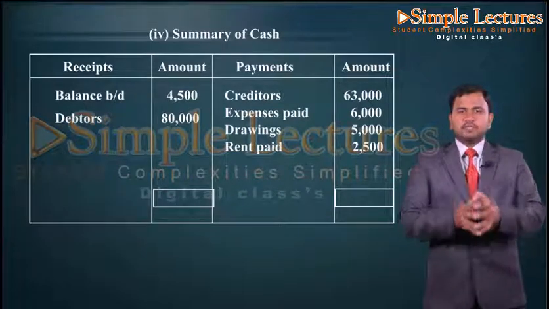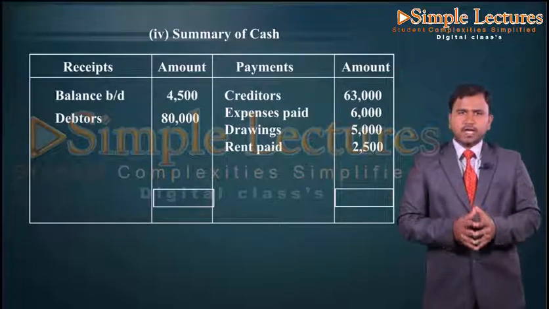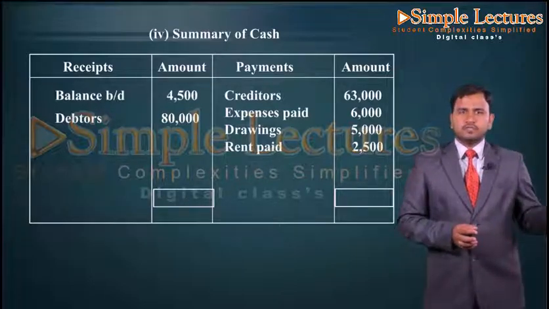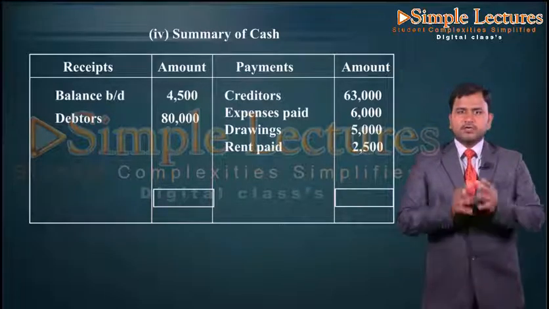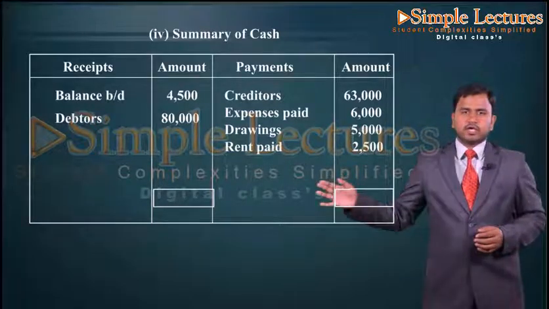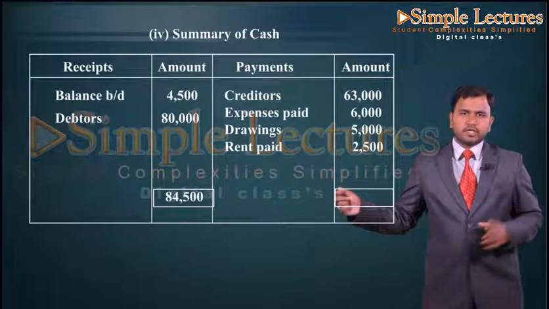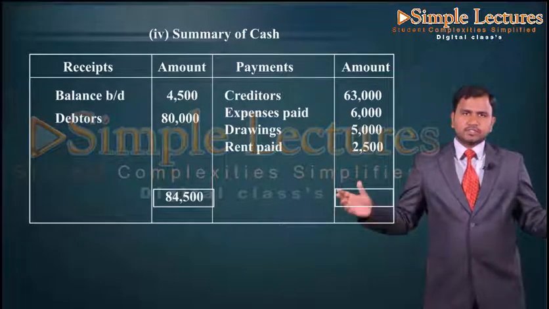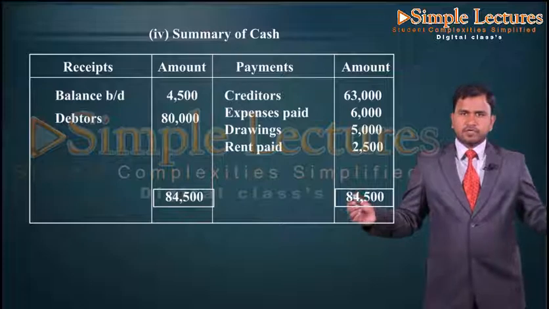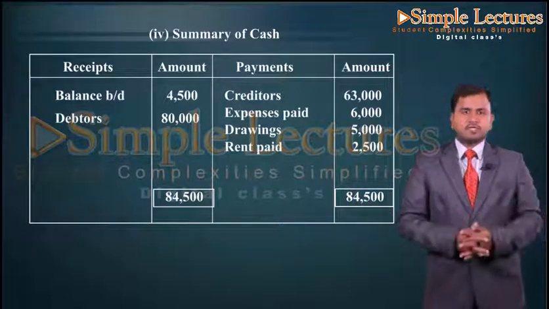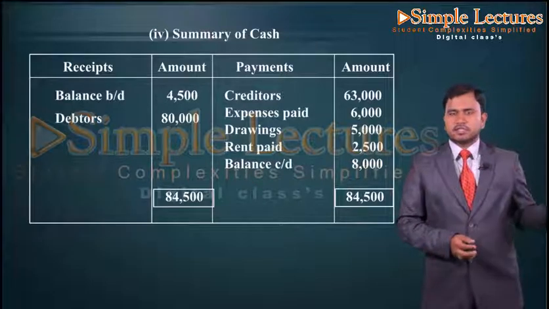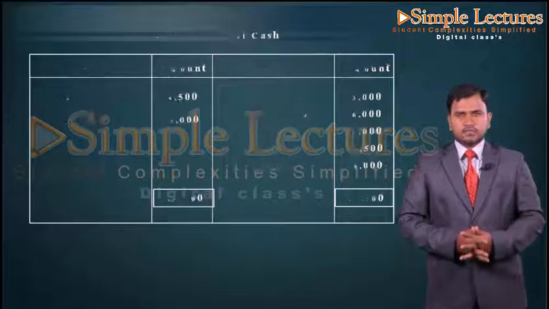So here, by considering the receipts and payments, the difference between these two will be the closing balance of the cash. When coming to the debit side, the total we have is 84,500 and in the credit side we are going to take the same total 84,500 and we are going to deduct all the payments. So the difference is 8,000, that is nothing but balance carried down.